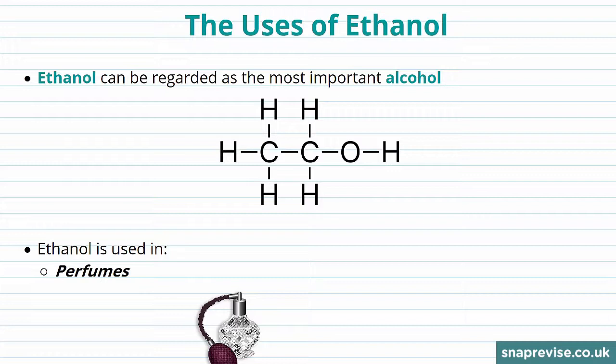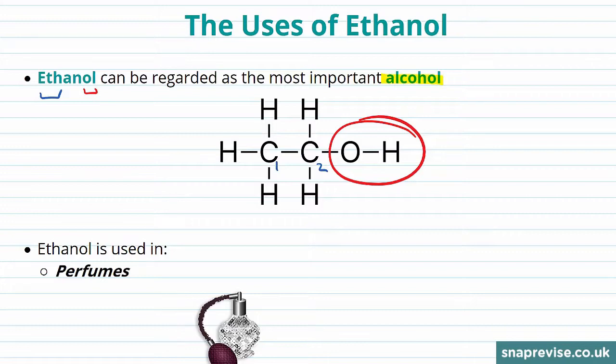Ethanol can be regarded as the most important alcohol, and you can see its structure here. Our ethanol has two carbons in its carbon chain, meaning that as we'd expect, the stem is eth, and you can see the hydroxyl functional group here, giving us the ending of ol.